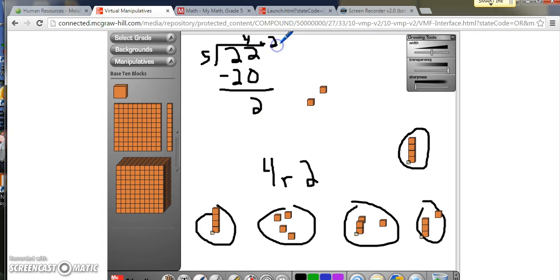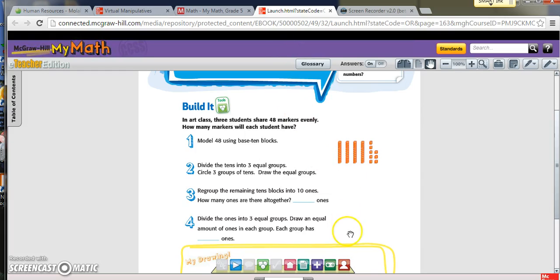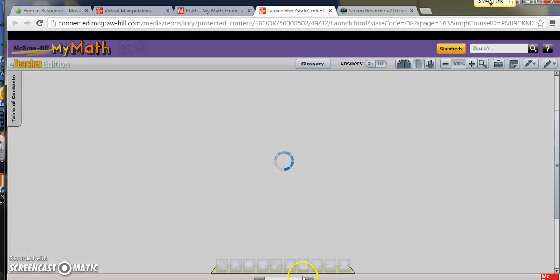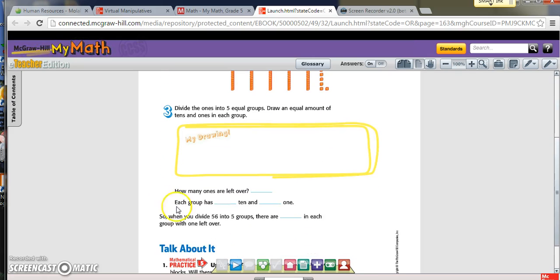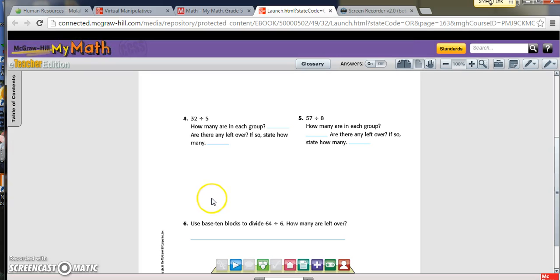I'm going to have you do this on the next pages. So do the problems on page 104, 56 divided by 5, and then continue on to the next pages. If you have any questions, please ask.